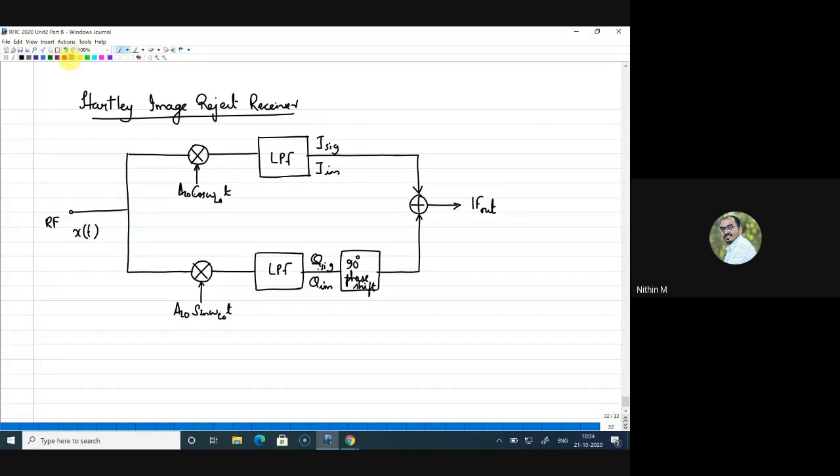Now let me ask one question. Here we started with this input signal. We have assumed LSI, right? So that resulted in this image reject receiver. Now say if I would have started with this input signal, if I have taken HSI, what will be the result?